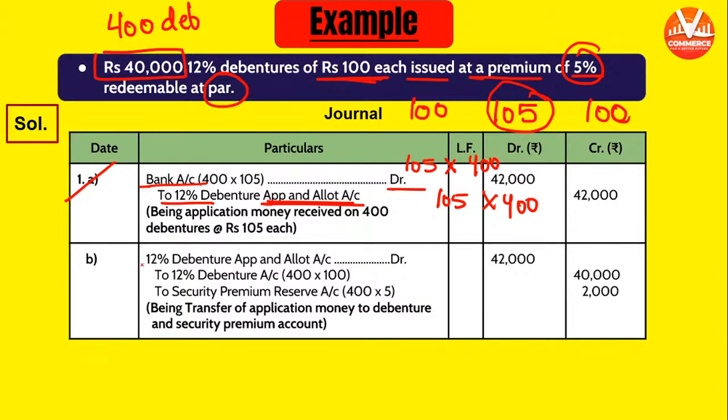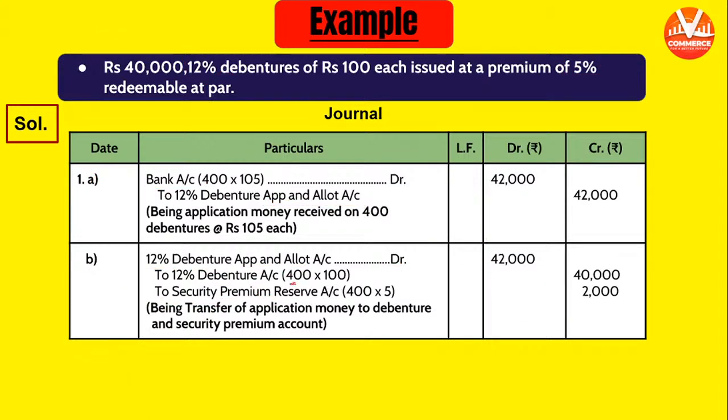Then the application money will be transferred to percentage debentures account. So 12% debenture application and allotment debit 105. To 12% debenture, we will transfer the face value 100 rupees. And to securities premium reserve, we will transfer 5 rupees. So 105 multiplied by 400, 100 multiplied by 400, 5 multiplied by 400. This is your solution.